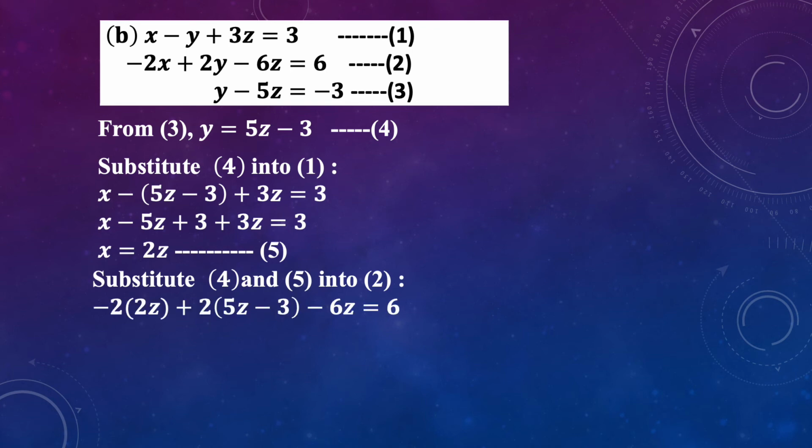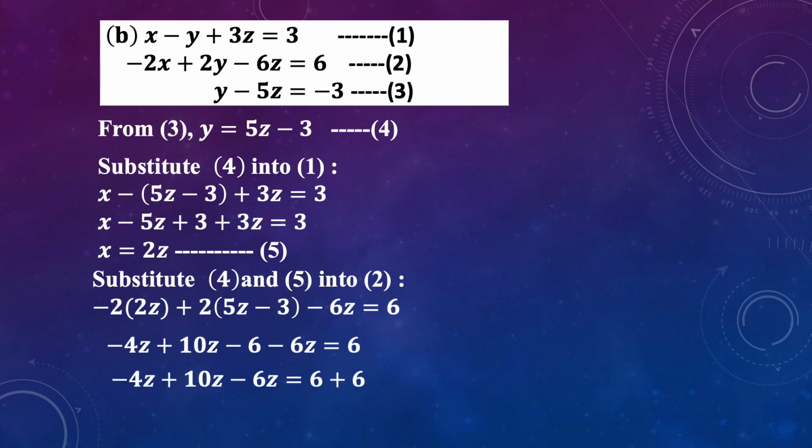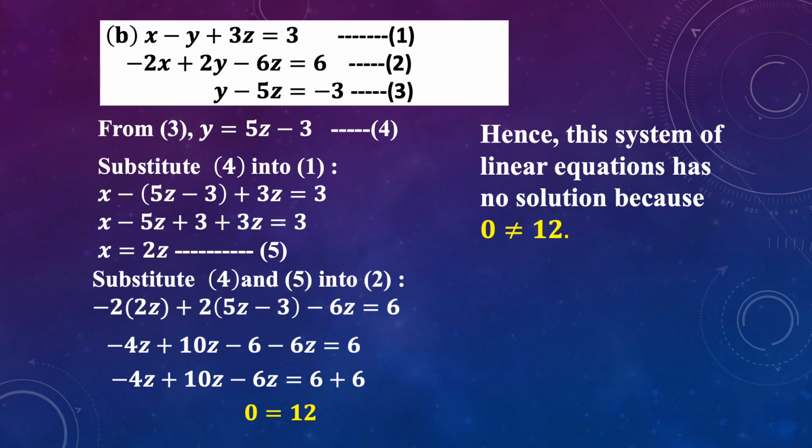Let's see it. So negative 2 times x becomes negative 2 times 2z, and then plus 2y becomes plus 2 times (5z minus 3), and then minus 6z equals 6. So you expand it, you get negative 4z plus 10z minus 6z minus 6 equals 6. And then you do some computation, you get negative 4z plus 10z minus 6z equals 12. Then negative 4z plus 10z minus 6z gives 0 equals 12. Hence this system of linear equations has no solution because 0 cannot be 12. So example B has no solution.